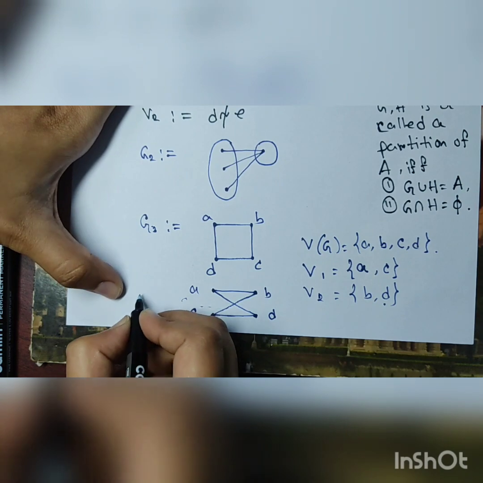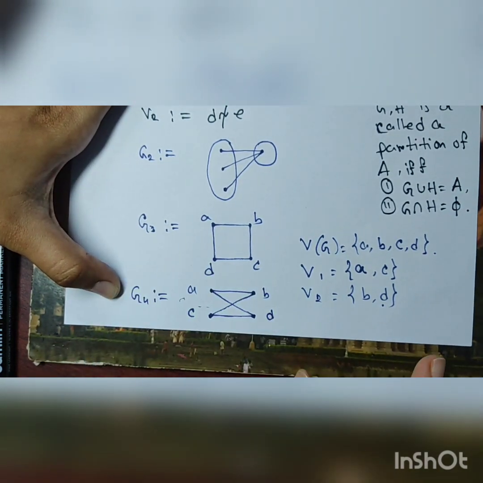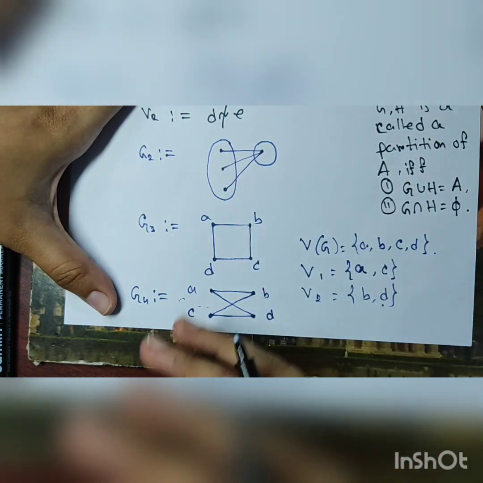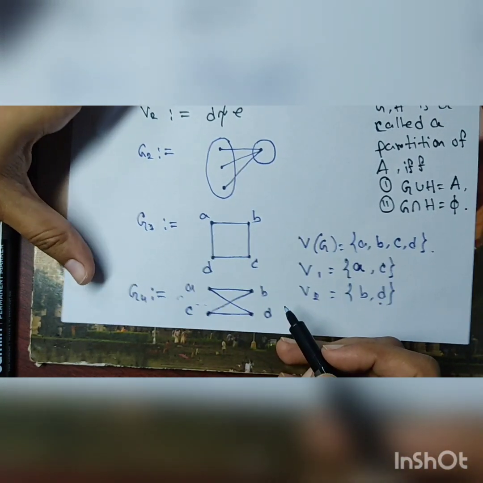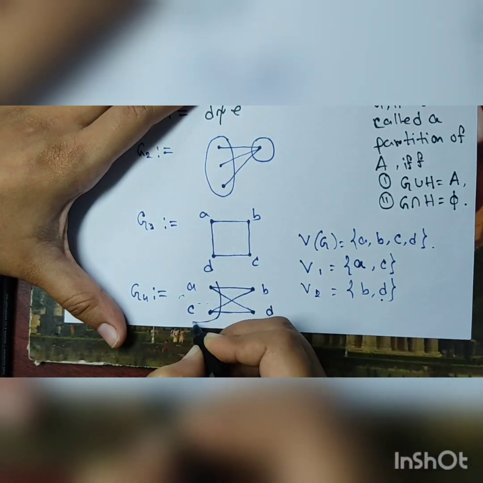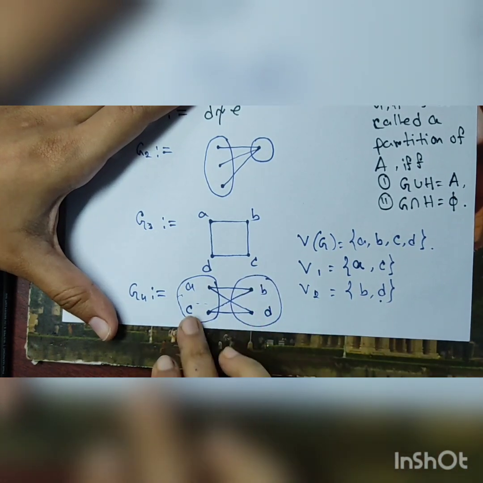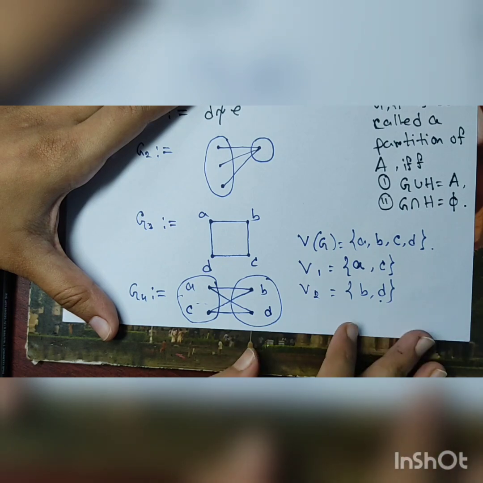So these two graphs are basically the same. If we call this G4, then G4 and G3 are the same graph on 4 vertices, and only the representations are a little bit different, but they are the same graphs. And here the partite sets are V1, that is A and C, and this one. So these two partite sets, and we have that this is a bipartite graph.